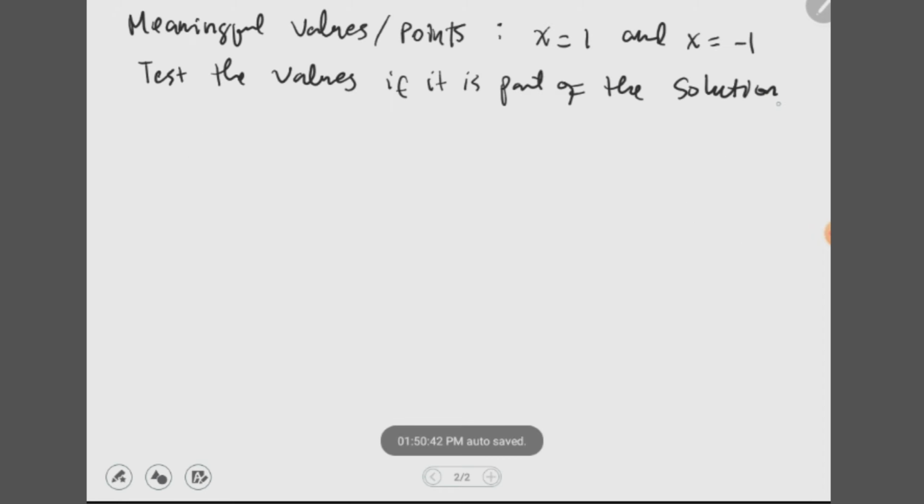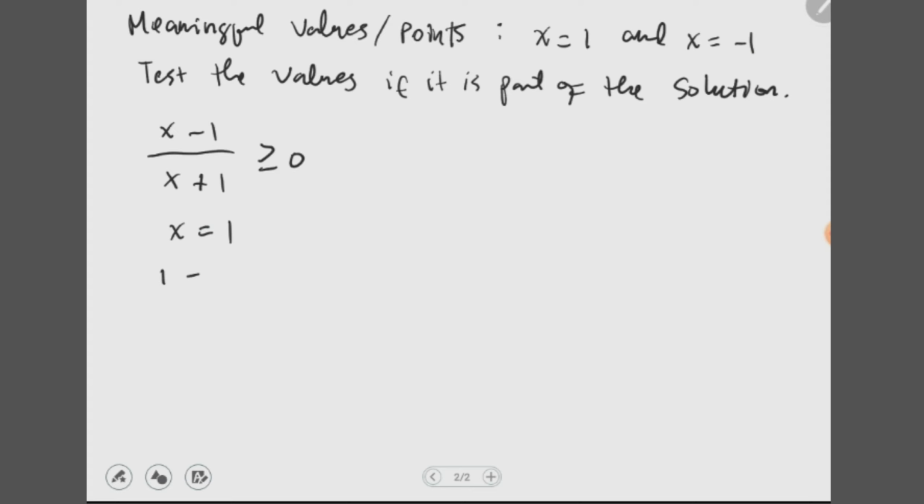The next thing we have to do is we have to test our meaningful values, which is 1 and negative 1, if it is part of the solution. So para magawa natin yan is we're just substituting the values to our inequality. So we're going to use the first one, which is x equals to 1, then substitute natin and then perform the operation. We have 1 minus 1 is 0 over 1 plus 1 is 2 greater than or equal to 0. So when you divide 0 by 2, that's 0. That is equal to 0. So meaning to say x equals 1 is part of the solution.